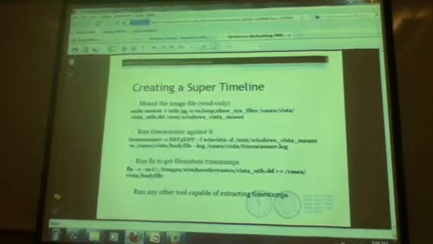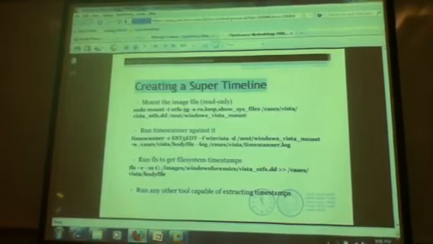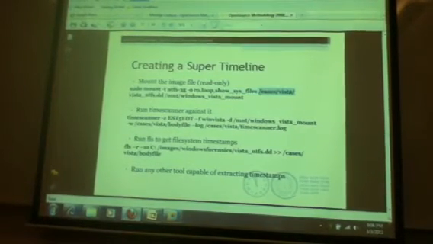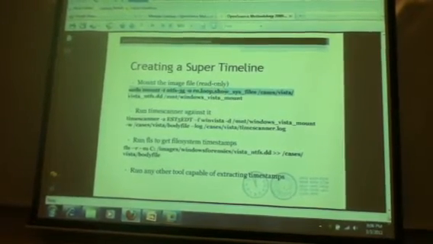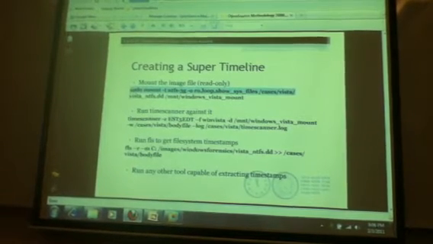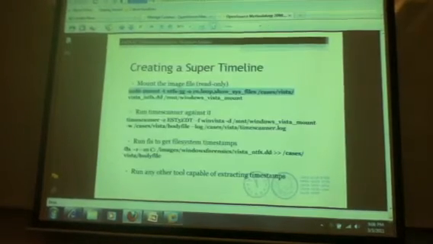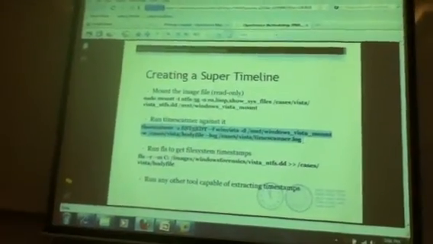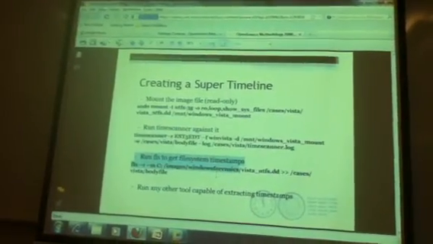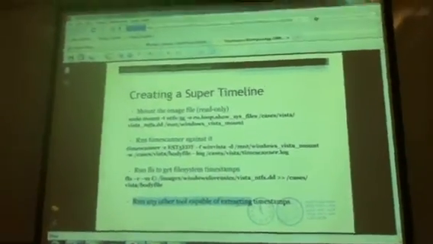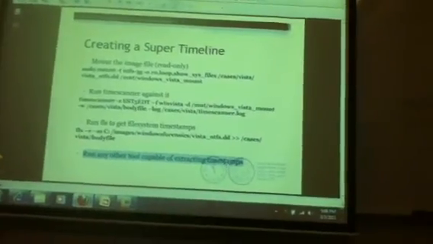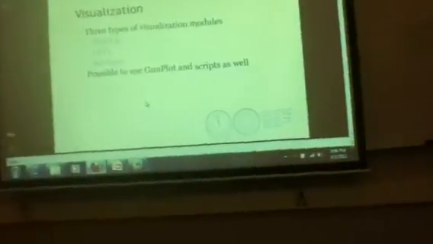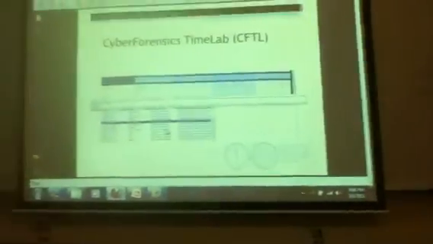Again, remember it's a Perl script, and then you have creating a super timeline, right? This is what I typed earlier for you in the class. You understand? And then followed by running the time scanner line over here. Very similar to what I did for you in the class as well. Again, the command over here. And then run any other tools capable of extracting a timeline. And that was why I ran Plaso earlier in the class. You can gather as much information as possible.